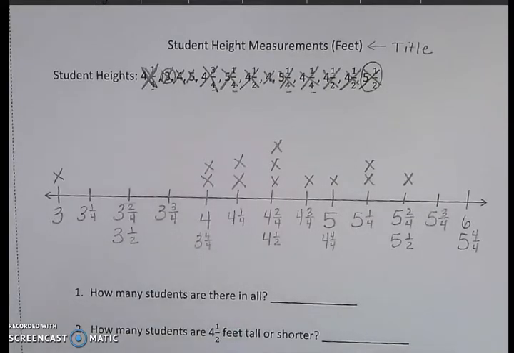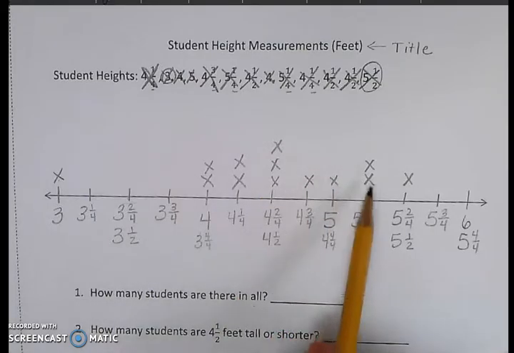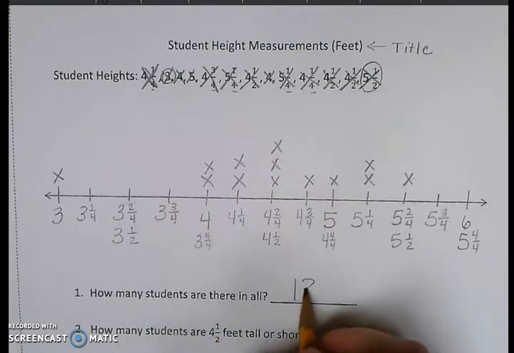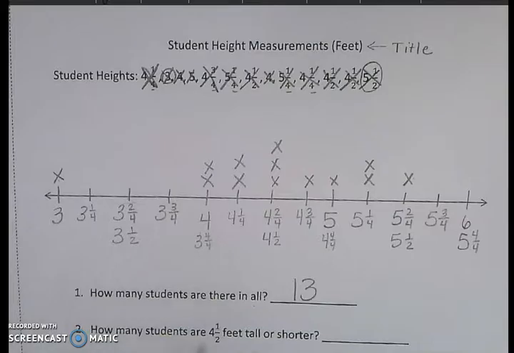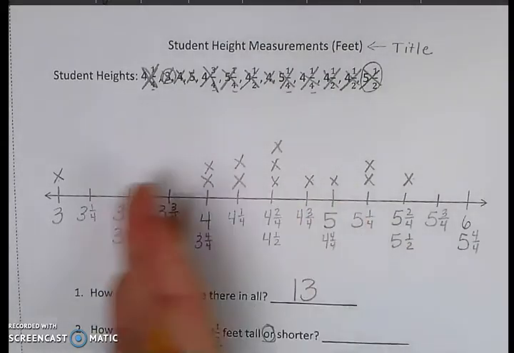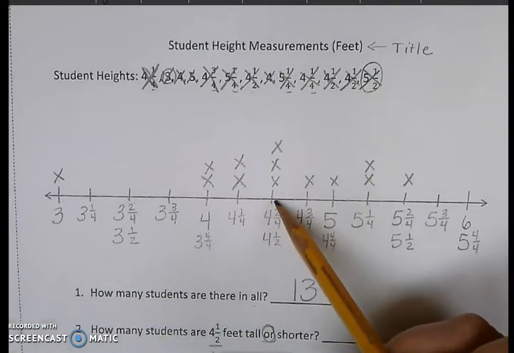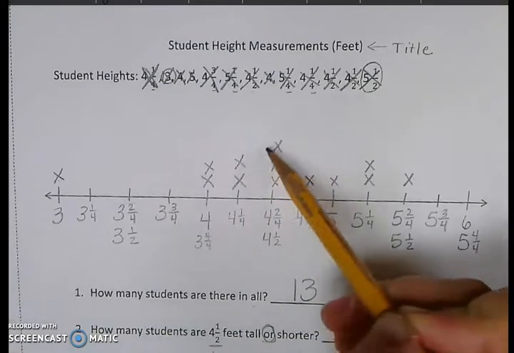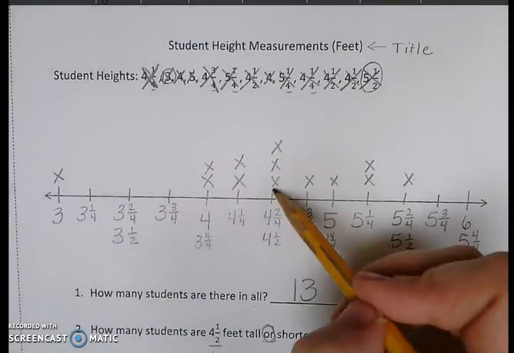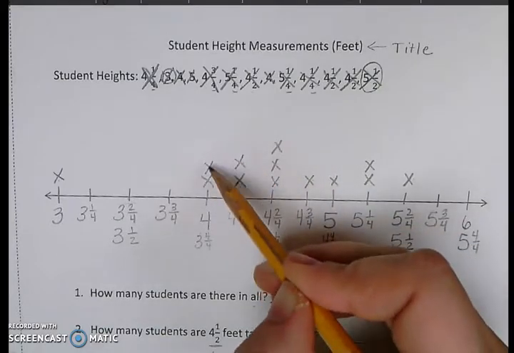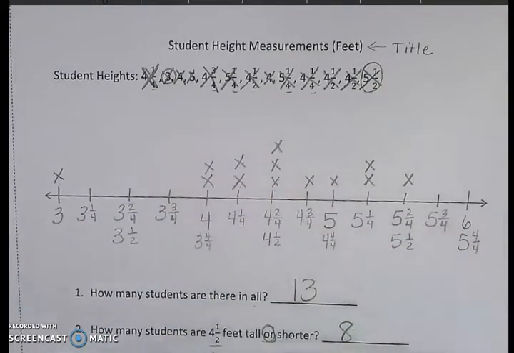Now we're just going to answer some questions. So how many students are there in all? So that means I just need to count how many total X's do I have. 1, 2, 3, 4, 5, 6, 7, 8, 9, 10, 11, 12, 13 X's, so 13 total students. How many students are 4.5 feet or shorter? So that means I include the 4.5 and then anyone that's shorter. So 4.5, there's 1, 2, 3, and then anyone that's shorter is going to be going this way. So 1, 2, 3, 4, 5, 6, 7, 8. So there are 8 students.